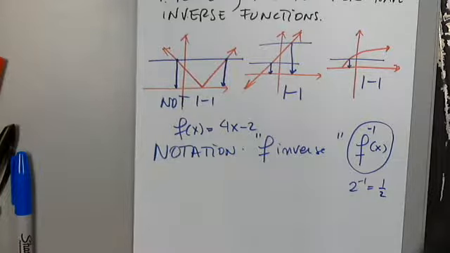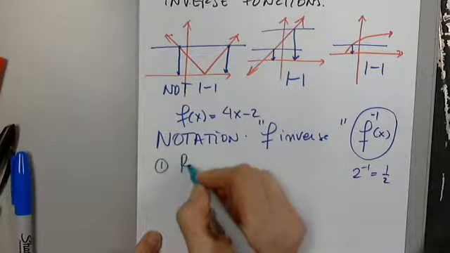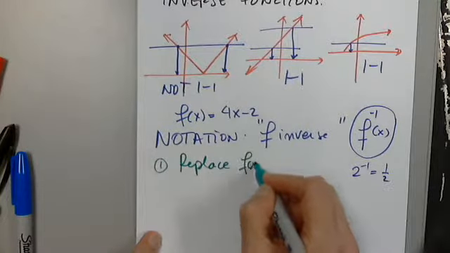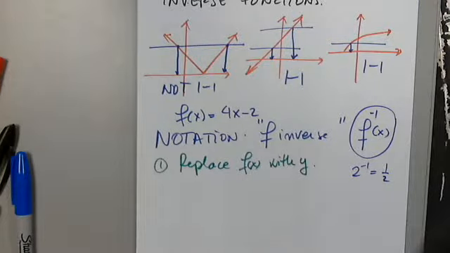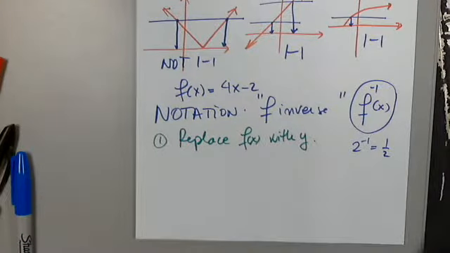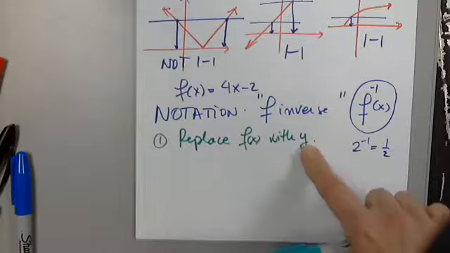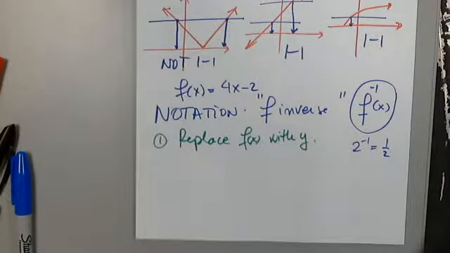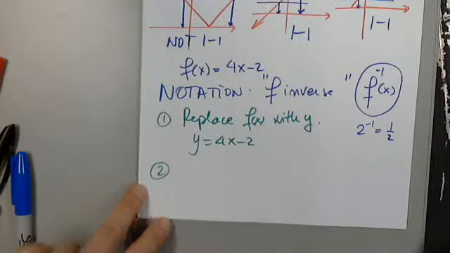Okay. So, first step. We replace f of x with y. But now I want you to say, you allow me to or you don't. Am I allowed to? Yes, because f of x and y, they are the same thing. So this is y equals 4x minus 2. Awesome.